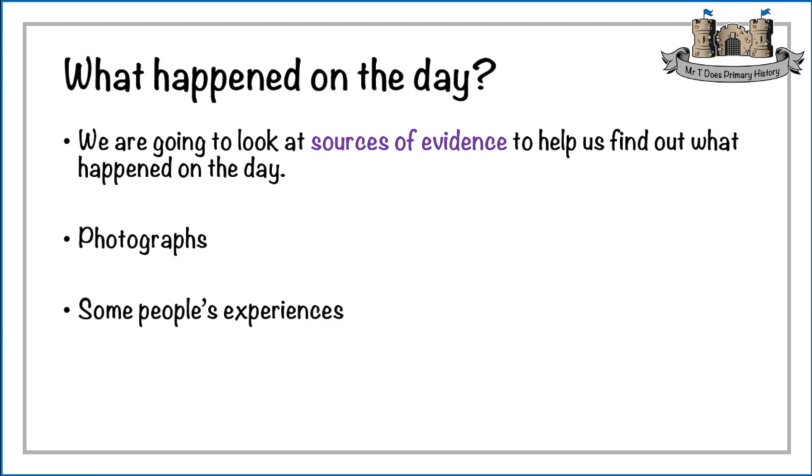Okay. So, the first thing we're going to have a look at is what happened on the day itself. We're going to do this by looking at sources of evidence to help us find out what happened. Now, I've got a photograph for us to look at, but if you want to find out more, you can look on the internet, as there are lots of photographs of VE Day itself. We're also going to have a look at some people's experience. Now, this one is from my grandma, so it's from my family, but I wonder if any of your family remember it happening.